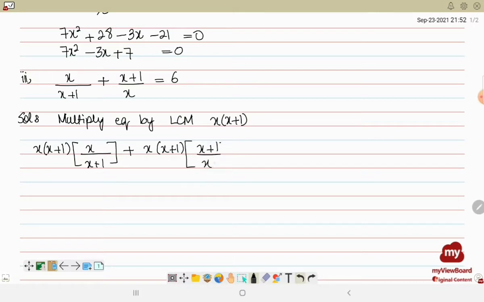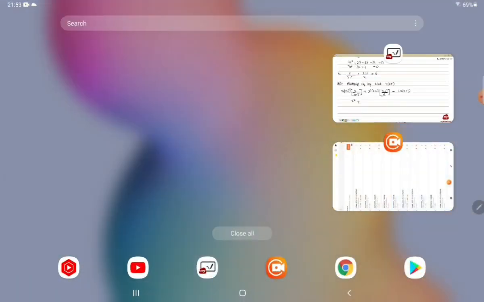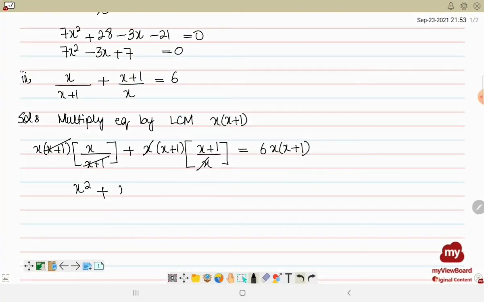So if you see, I am using different types of brackets just to let you identify the LCM and the original terms. Let's cancel out the terms. x plus 1 will be cancelled out with x plus 1 and we are left with x square. Then here x will be cancelled by x and we are left with, let's multiply the two terms, x square plus x plus x.